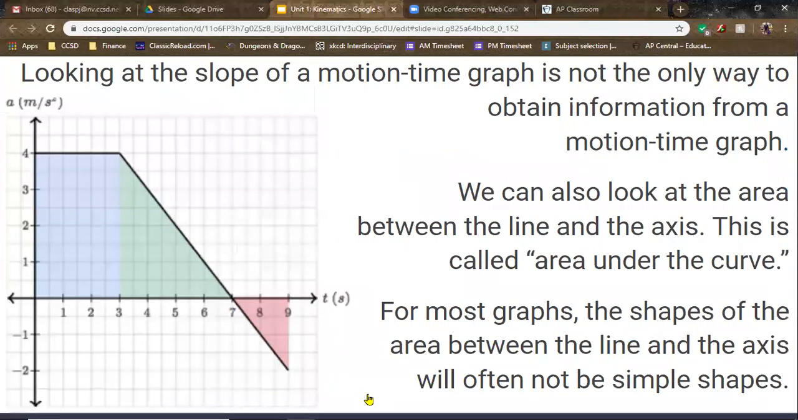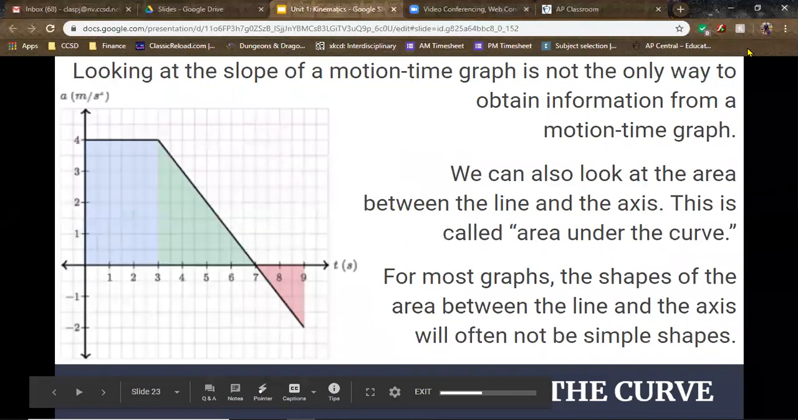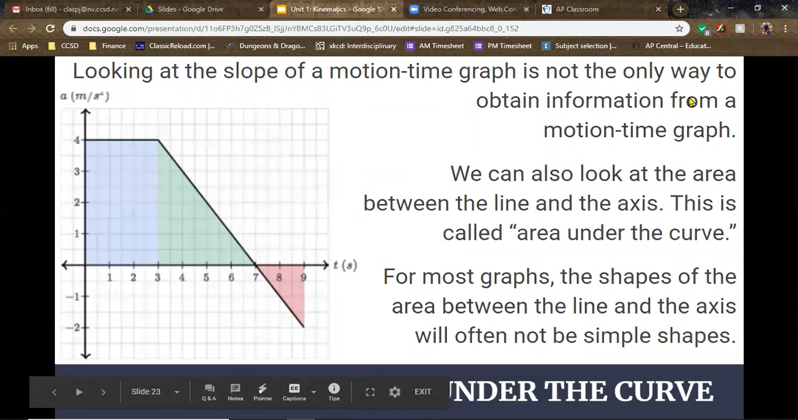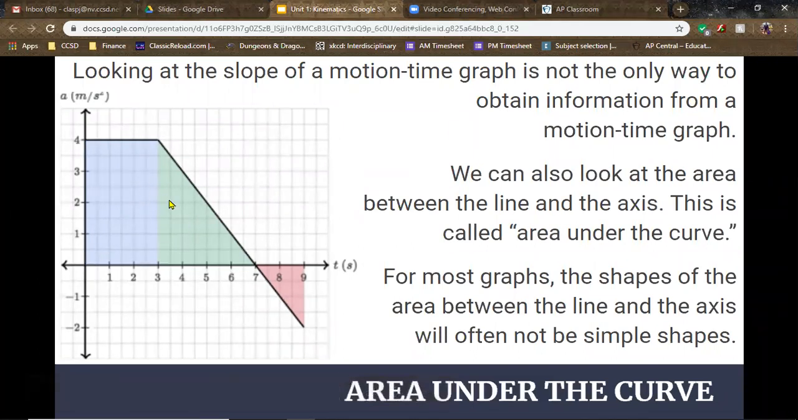There we go. Okay, so looking at the slope of a motion time graph is not the only way to obtain information, all right? We can also look at the area between the line and the axis. We sometimes will call this the area under the curve. Even if the line is not curved, that's okay. We still sometimes will call it the area under the curve.